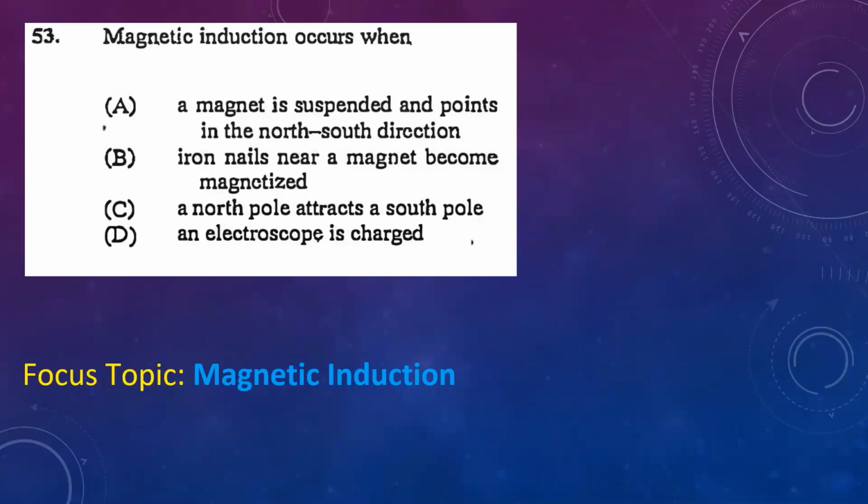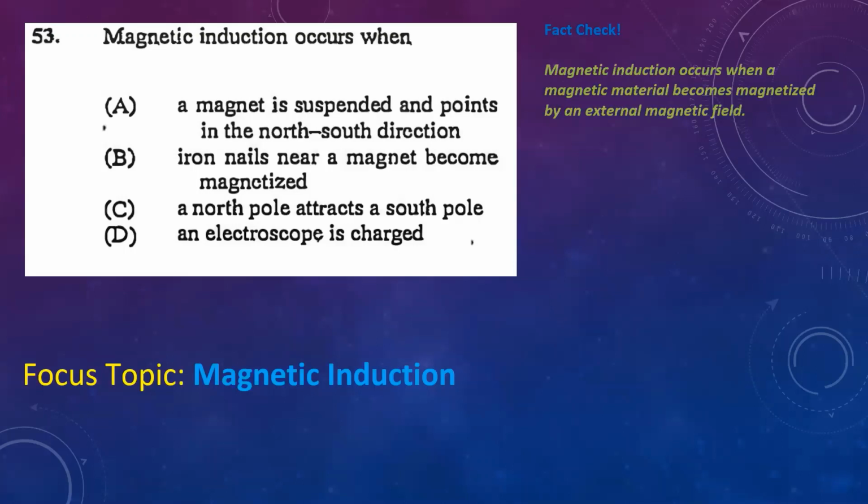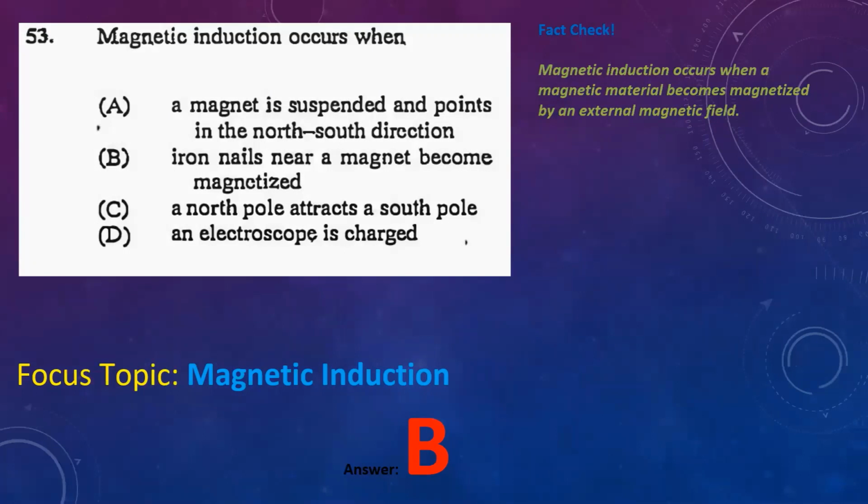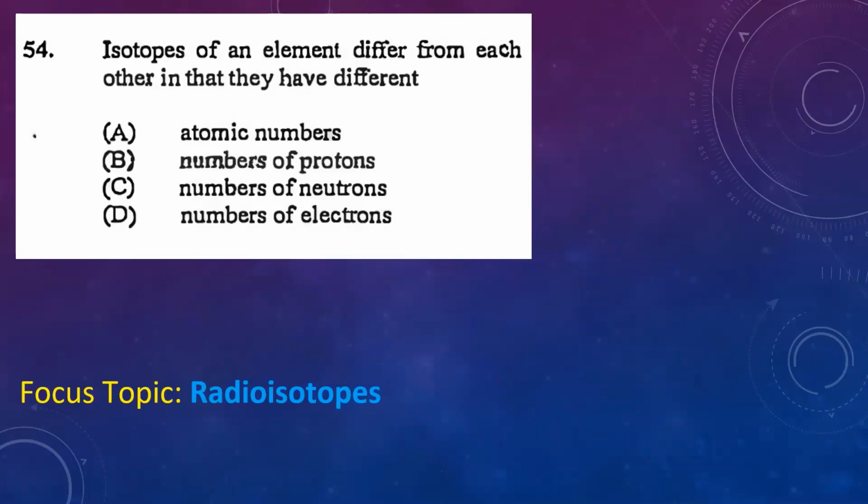Number 53, magnetic induction occurs when, and we have some options there. Now, as we had just discussed earlier, one example of magnetic induction is when you have iron nails becoming magnetized, and that's because the magnetic material becomes magnetized. That's B. Right?